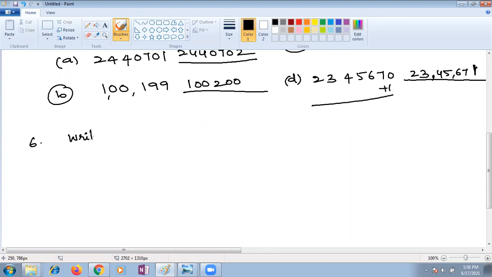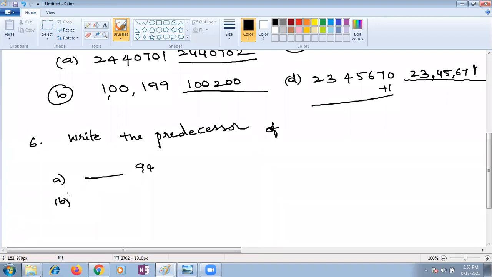Predecessor, pre-KG. When you were going to school before, you went for pre-KG. Pre means before. You have to subtract 1. Write the predecessor. Spelling is also very important. The numbers are given here. 94. What is the predecessor of 94? It is very simple.